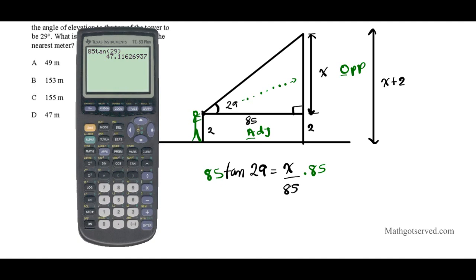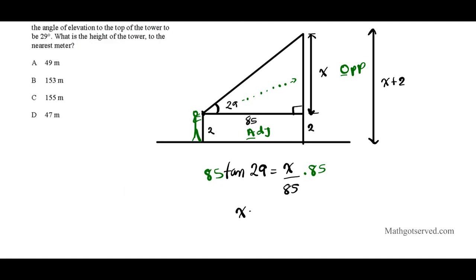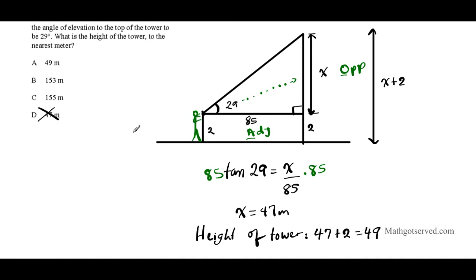So let's go ahead and write that down. x is 47 meters. So is that a correct answer? Is the answer option D? Absolutely not. Remember, we need to add the height of the transit to x to get the height of the tower. Okay, so the height of the tower is basically 47 plus the height of the transit, which is 2. So our final result will be 49. So the answer to this is option A. All right, so there you have it.